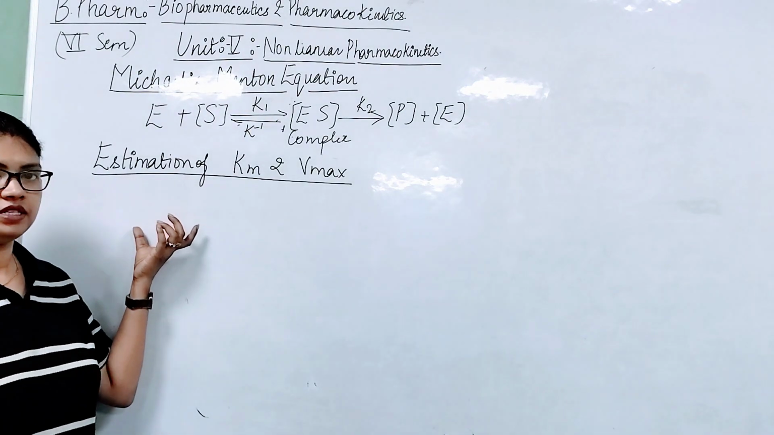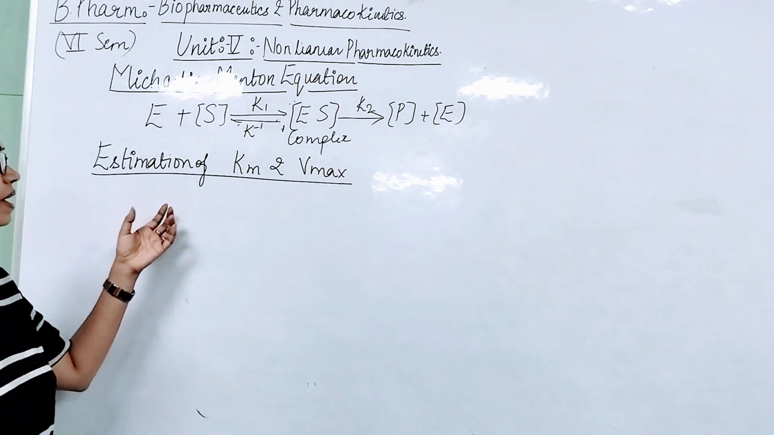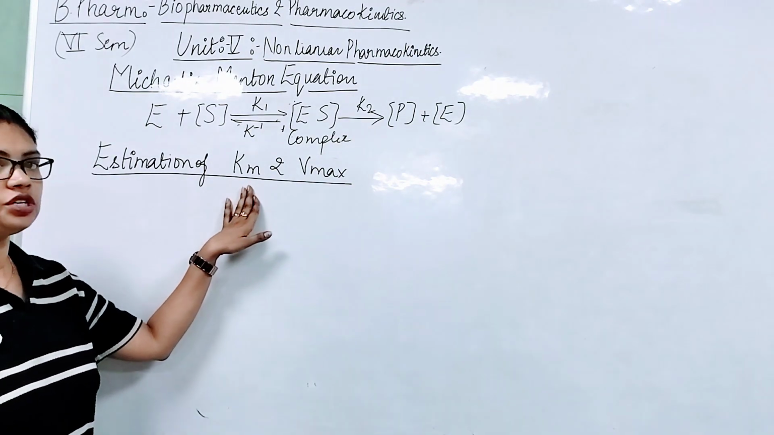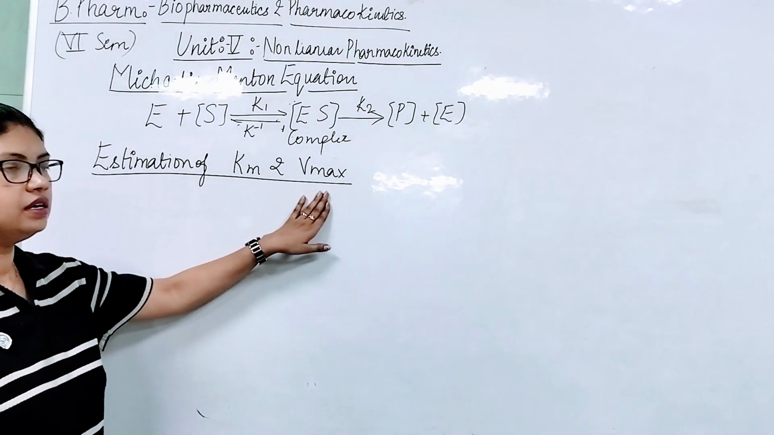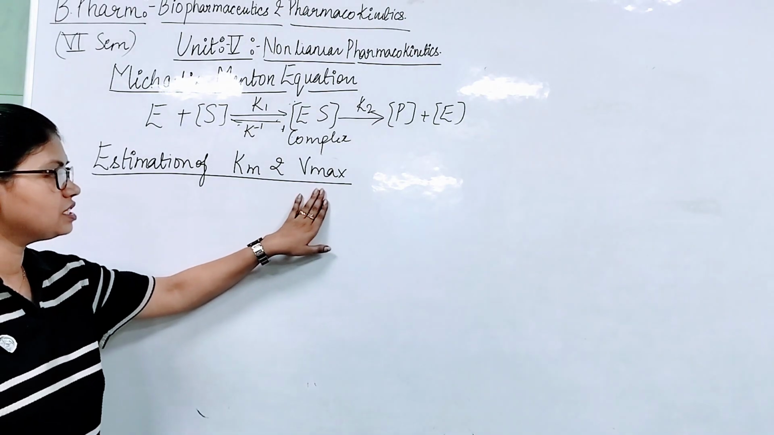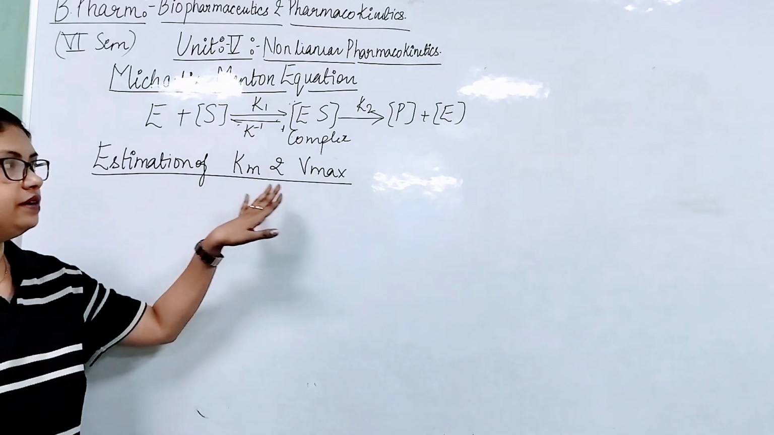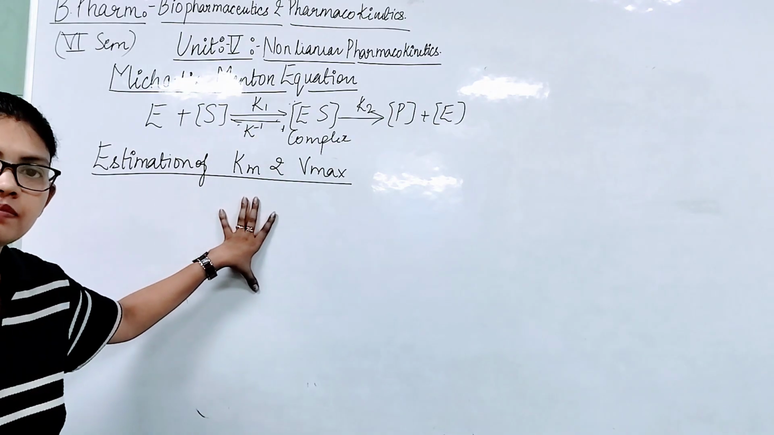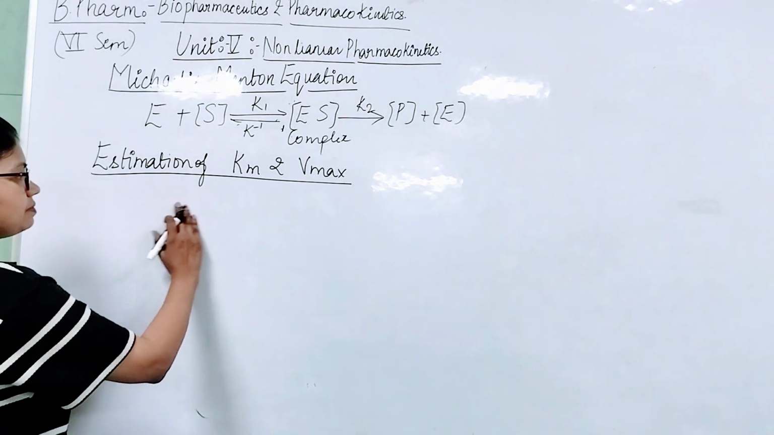Now we see the estimation of pharmacokinetic parameters, that is the estimation of Michaelis constant value and Vmax. This is the maximum velocity determination, and we will calculate it from the Michaelis-Menten equation. What is the Michaelis-Menten equation?